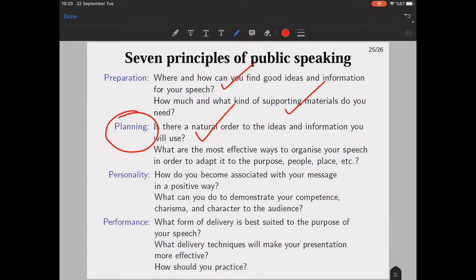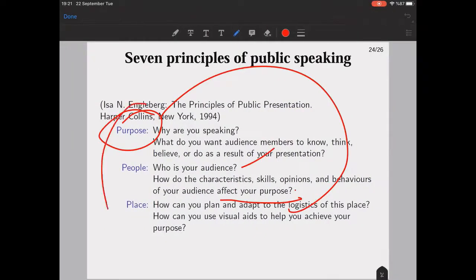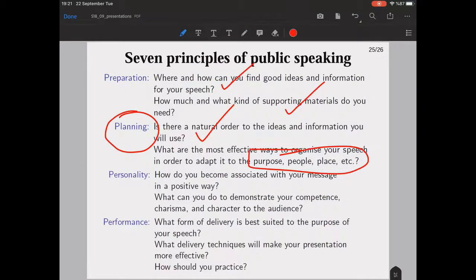It's like setting up your tactics before a match. What are the most effective ways to organize your speech in order to adapt it to the purpose, people, and place, etc.? So you make your plans with respect to the total aim here, and this is the most important aim. Why are you doing this presentation? And the personality. How do you become associated with your message in a positive way? Get yourself involved. What can you do to demonstrate your competence, charisma, and character to the audience? So maybe this is the show business part of the presentation, but it is important.